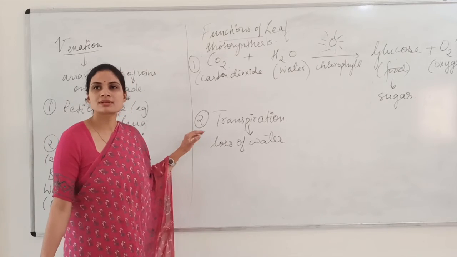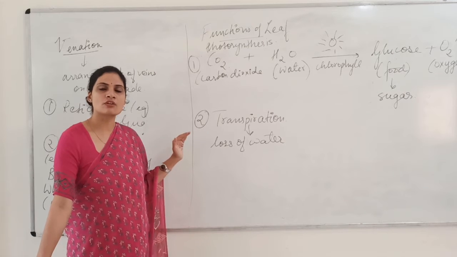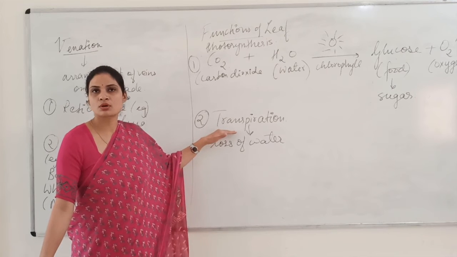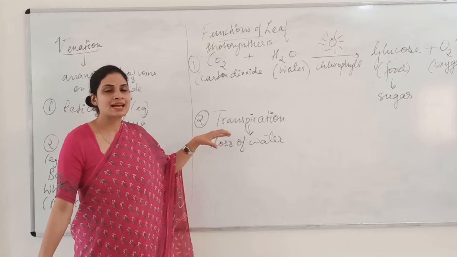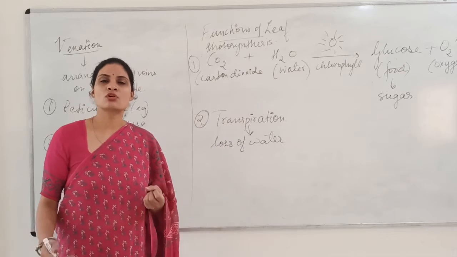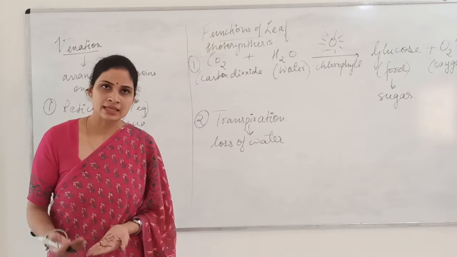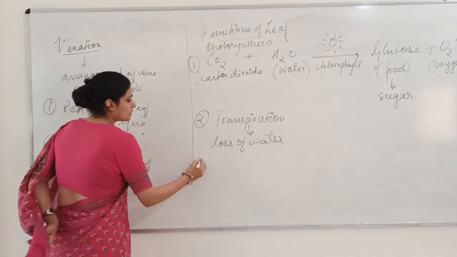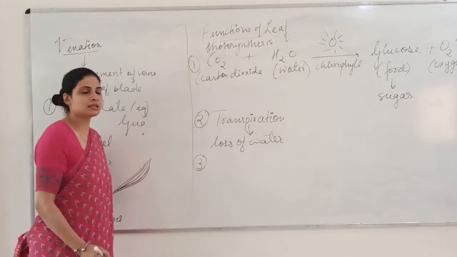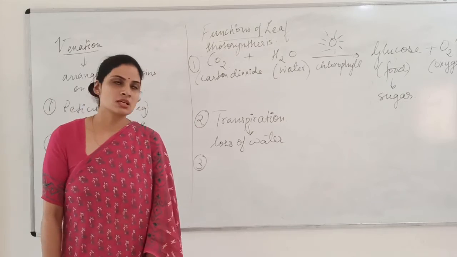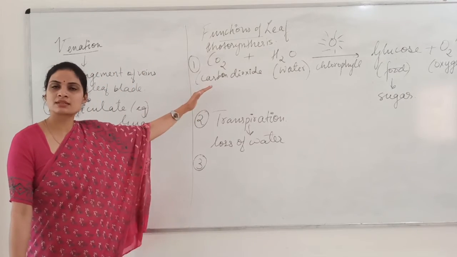So this is also a very important function of the leaf, that it performs the process of transpiration, and transpiration is the process of loss of water from the leaf surface into the atmosphere. Now coming to the third function, just now we have studied photosynthesis.